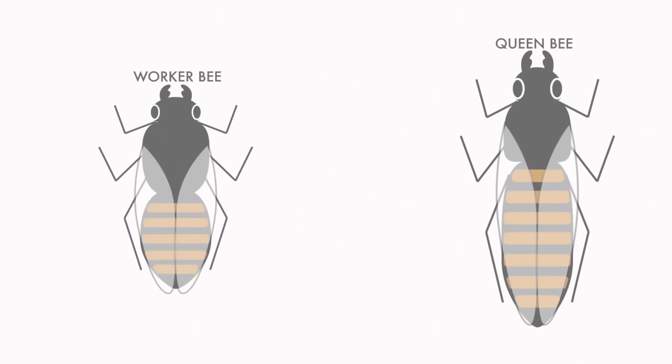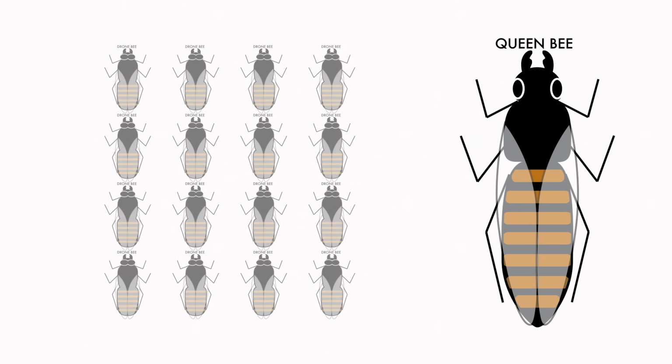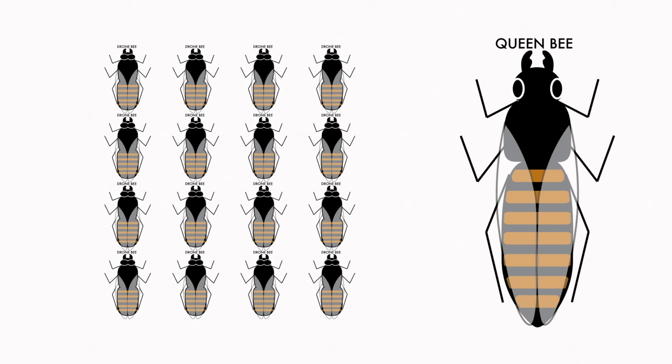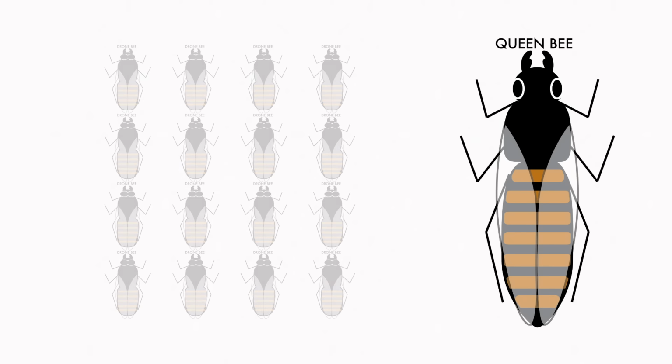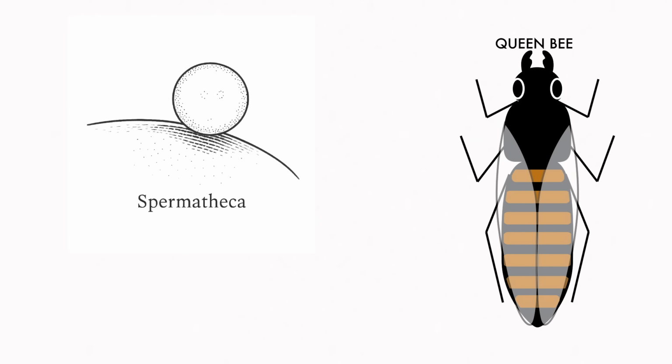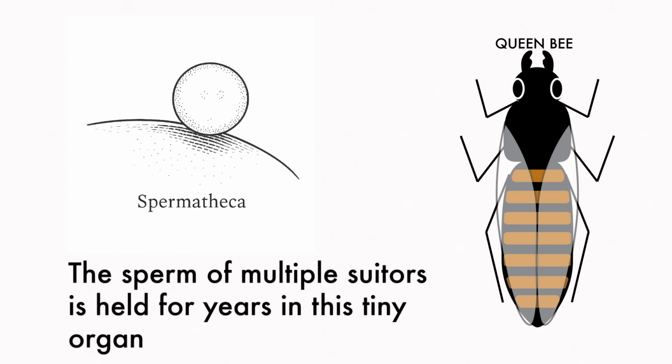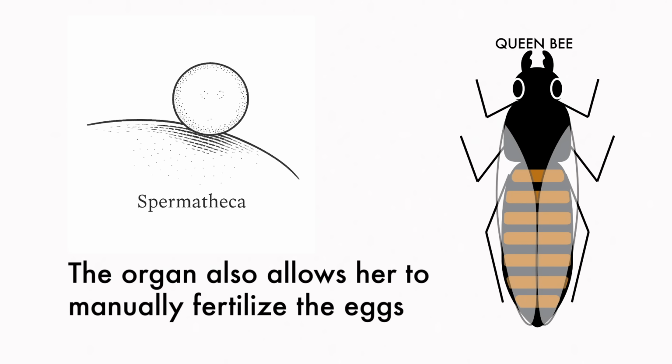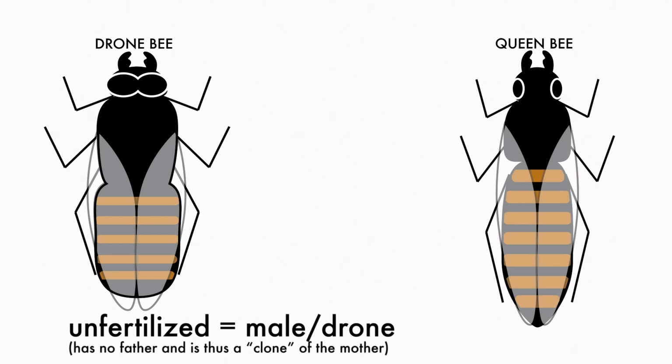During her mating flight, which only the queen goes on, she will mate with multiple males, often 20 to 30 even. She stores all their sperm inside a specialized organ called a spermatheca, which keeps the sperm alive for years. The queen can control sperm release and decide whether each egg is fertilized or left unfertilized, which changes how the chromosomes behave. If an egg is unfertilized, it develops into a haploid male.